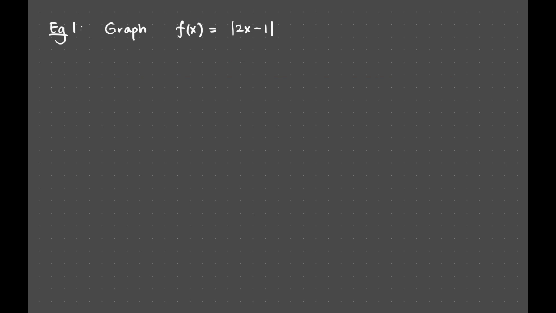The absolute value function can be used in conjunction with other functions to produce new functions, such as this one, which we'd like to graph. To do this, let's first understand what this function does to an arbitrary point x. Directly applying the piecewise definition, this function is described by 2x minus 1 when 2x minus 1 is positive, and negative the quantity 2x minus 1 when 2x minus 1 is negative.